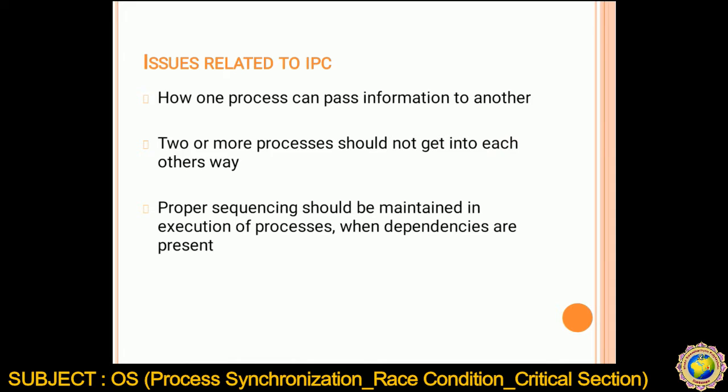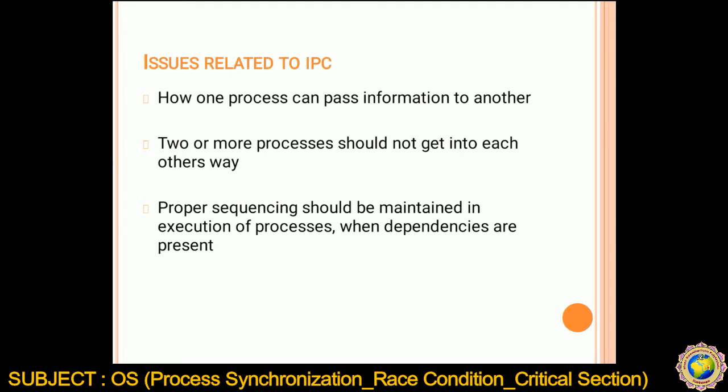Next, proper sequencing should be maintained in the execution of processes when dependencies are present. Consider two processes. Process A produces some data and process B prints the data. Here B has to wait for process A. It cannot start to print until process A produces some data. Thus, proper sequencing should be maintained.